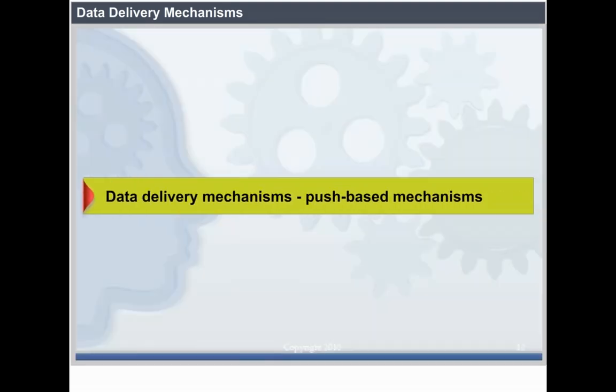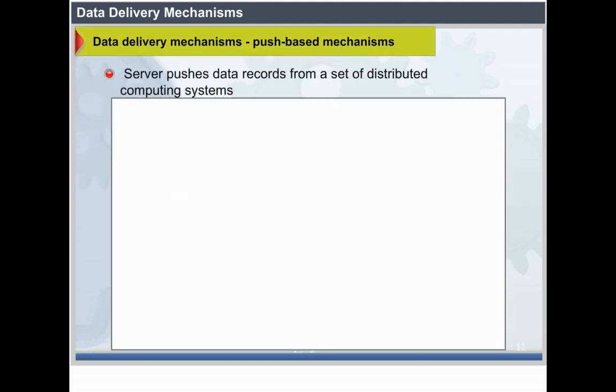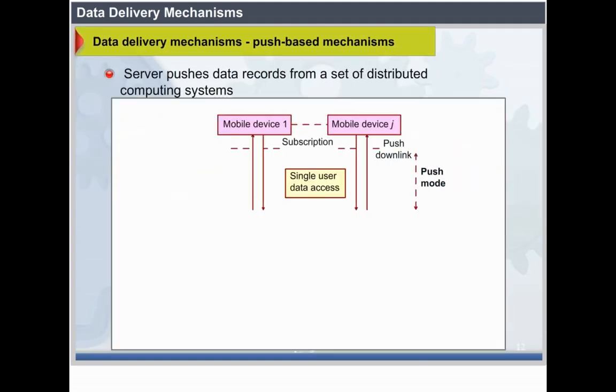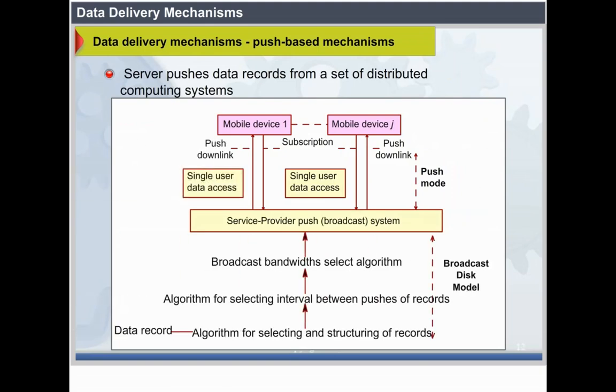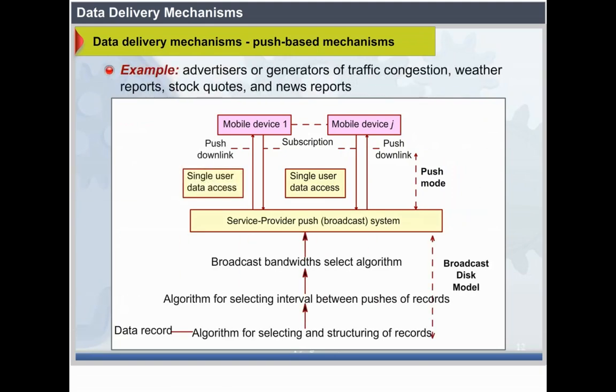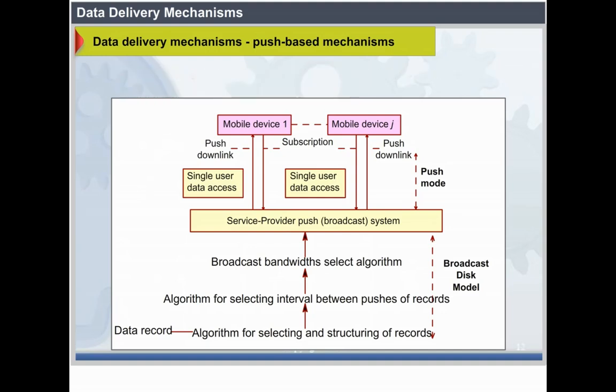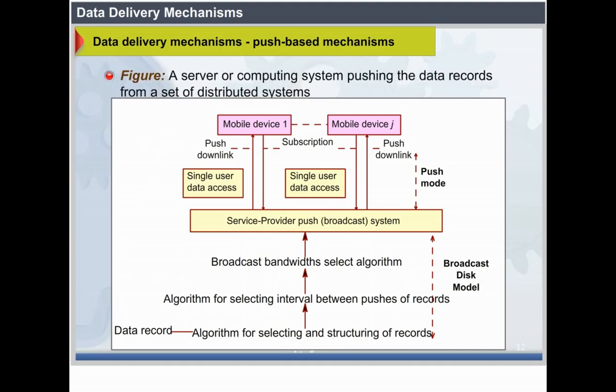Data delivery mechanisms. Push-based mechanisms. The server pushes data records from a set of distributed computing systems. Examples of distributed computing systems are advertisers or generators of traffic congestion, weather reports, stock quotes, and news reports. Figure shows a server or computing system pushing the data records from a set of distributed systems.